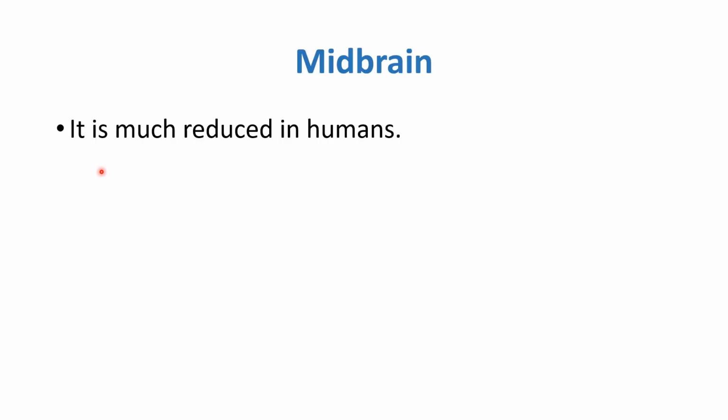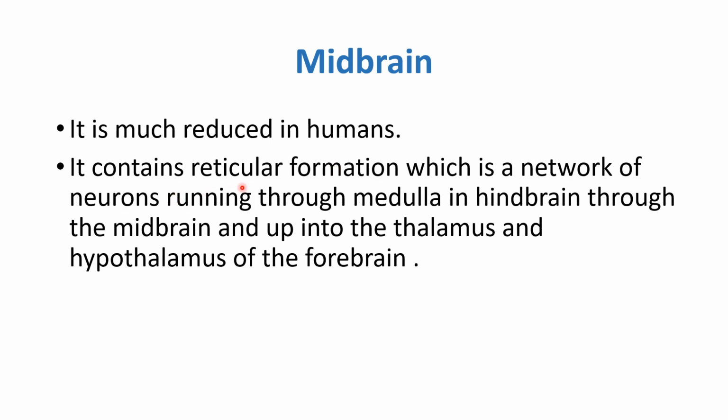Start करते हैं midbrain से. Midbrain is much reduced in humans. Humans के अंदर एक reduced form के अंदर present है. It contains reticular formation, which is a network of neurons running through medulla in hindbrain, through the midbrain, and up into the thalamus and hypothalamus of the forebrain. इसके अंदर reticular formation present है.